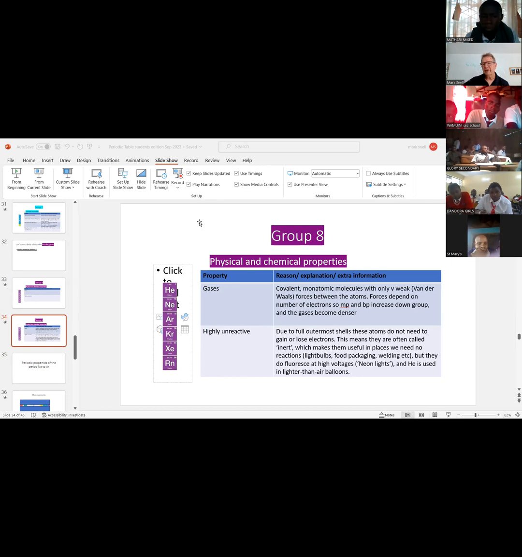The reason they are very unreactive is they have full outermost shells. You probably know this. They have full outermost shells. That means they can be used in many different places where we need something which doesn't react.